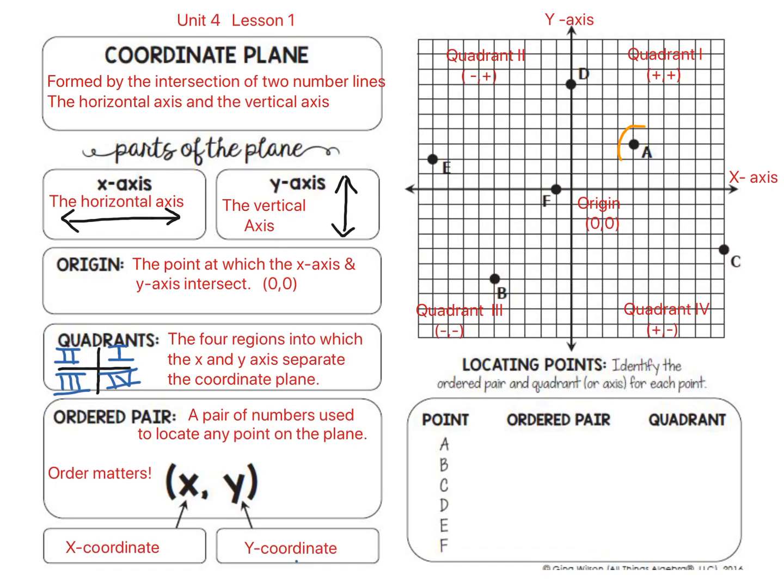So starting at the origin, I go to the right 1, 2, 3, 4 spaces. So I'm going to put 4. And then I count up 3. So my y value is 3. I wrap it up in parentheses and I'm done. That's how I get my ordered pair. Why don't you try letter B? Try to identify the location of letter B.